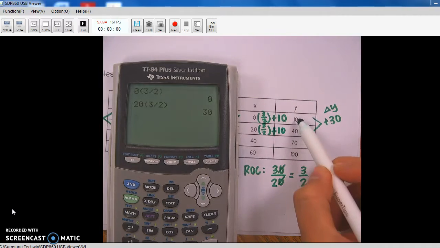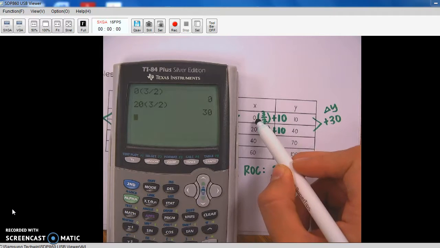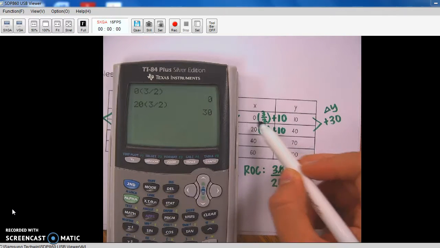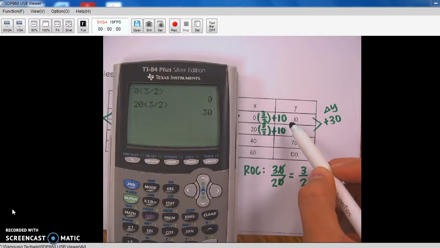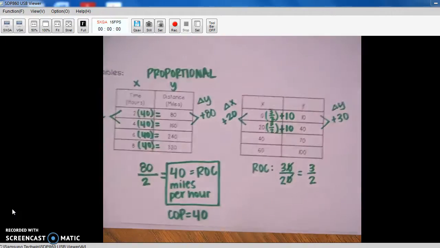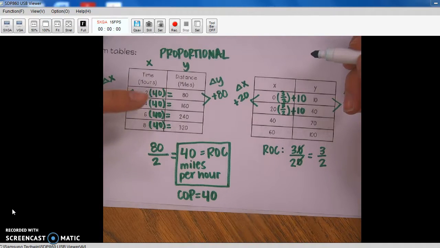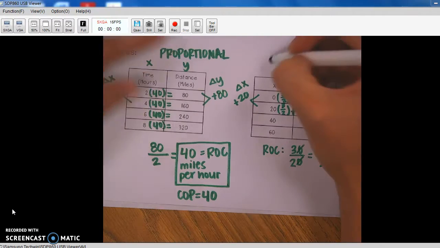So see how we started our table with 0, 10? That's our starting amount. That number, the y value that's with the x value as 0, tells us what our starting or initial amount is going to be. So I know that 10 is going to be the extra amount that I have to add. So just remember the difference. Proportional means all we're doing is multiplying by the unit rate.